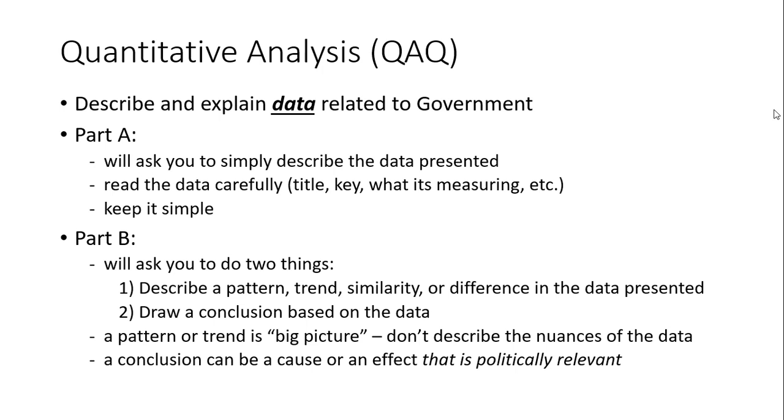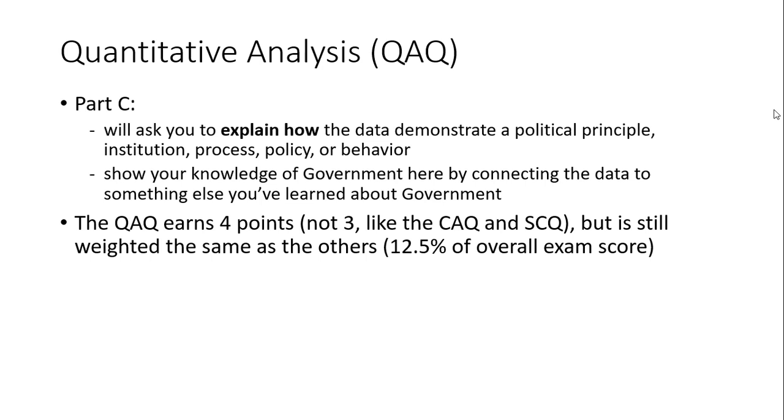picture, the big idea. All right, that'll take us to what is either going to be part C, or if part B was broken into two, this will be part D. But in part C, you're now going to be asked to explain how the data in the chart or graph demonstrate a political principle, institution, process, policy, or behavior. Don't let all those words bother you. Basically, what they're going to say is you're connecting this data to something else in government, something else you've learned. Now explain how it shows that.